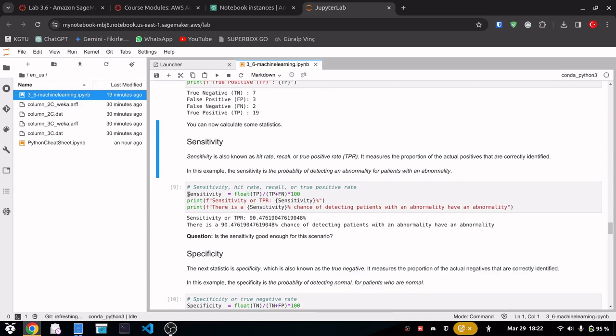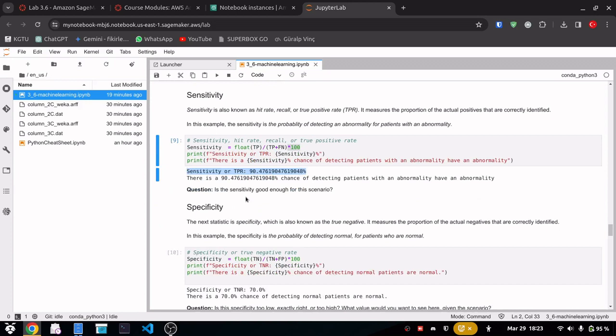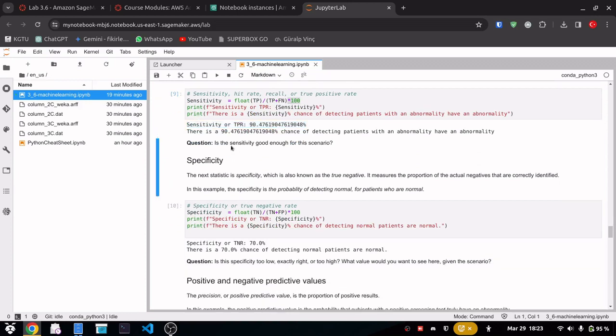So, to compute the sensitivity, we divide the true positives by the sum of the true positives and the false negatives, and we multiply it by 100 to get the percentage. So we have the sensitivity rate in here. Is the sensitivity good enough for this scenario? I might say yes.